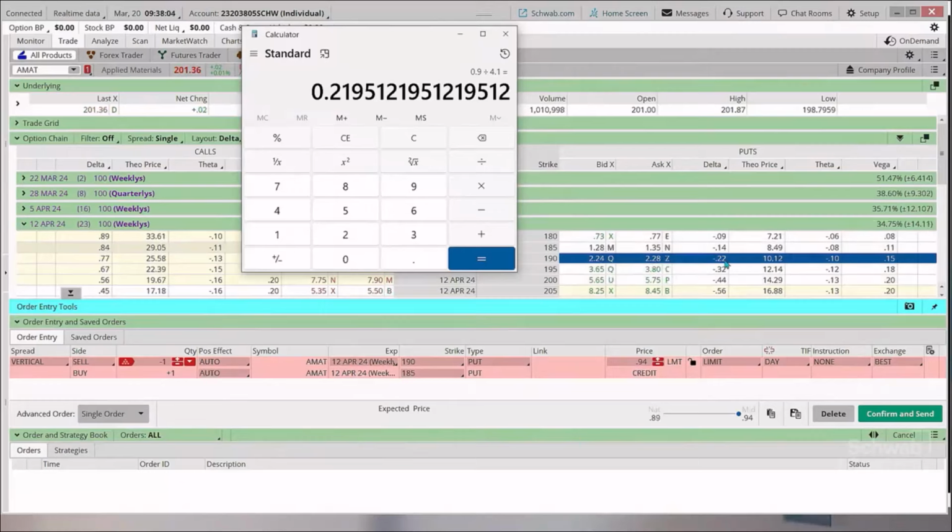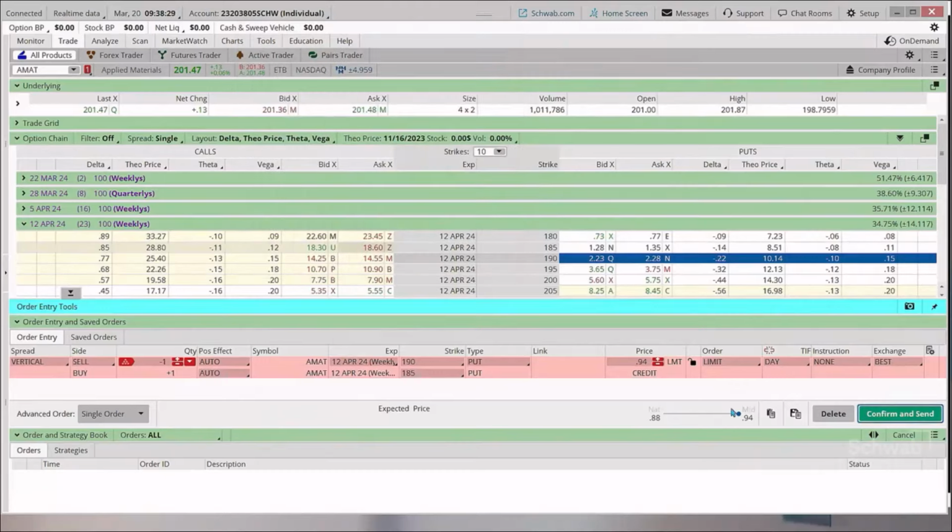Okay. Now we'll go ahead and try to get filled at the 94. If we were to get filled at the 94, then we take 94 here and divide that by, that's going to be $4.06, right? So that would give us the theoretical 23% return on risk right there, okay? So let's see what we can do. Let's go ahead and try to get filled at 94. If not, we're okay moving down to 90. We probably don't want to go down much below 90.